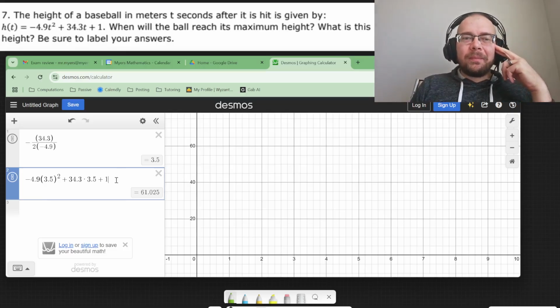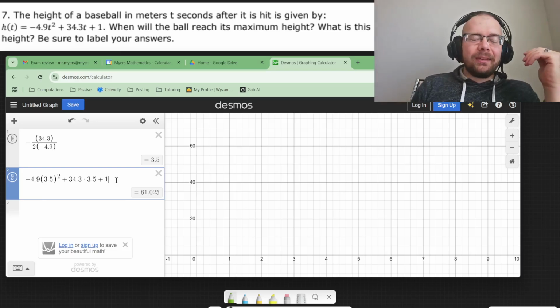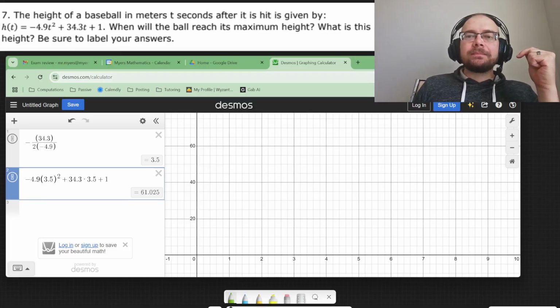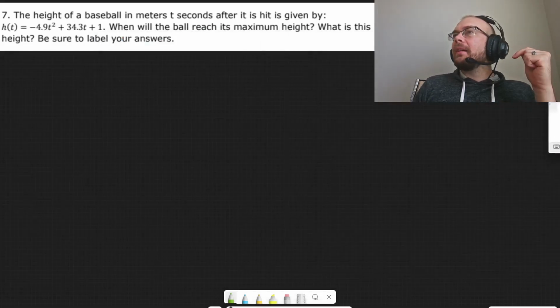But it might think that you want to do something else. So there's that answer there. 61.025, that is the max height. And that is in meters. So 61.025 meters. Okay, so I'm going to move this back over here.